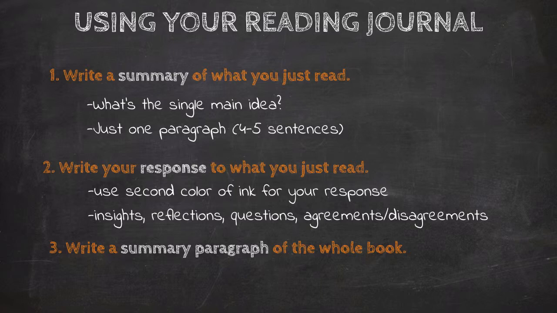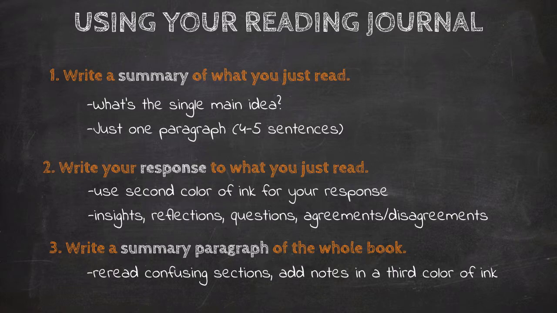Third, when you finish the entire book, write a single paragraph that describes the main subject of the entire book. To do this, you first want to reread all the confusing sections you marked with a question mark as you annotated. Go back to the appropriate section in your reading notes and add notes in your reading journal about these questionable sections in a third color of ink. This will help you distinguish it from your original reading notes and from your summary.